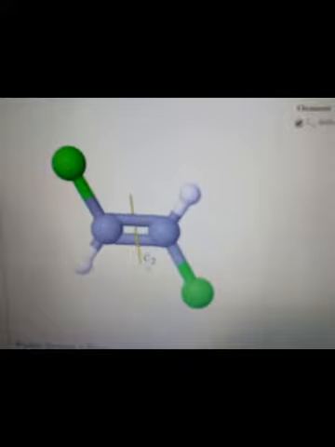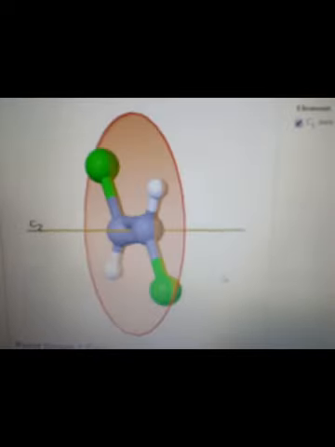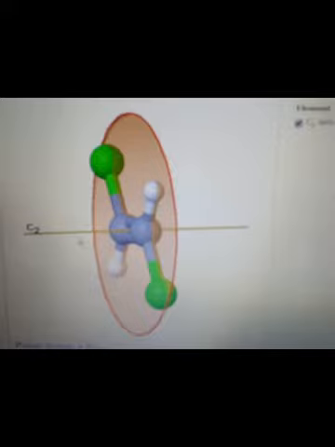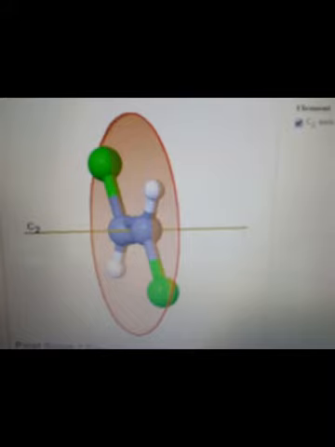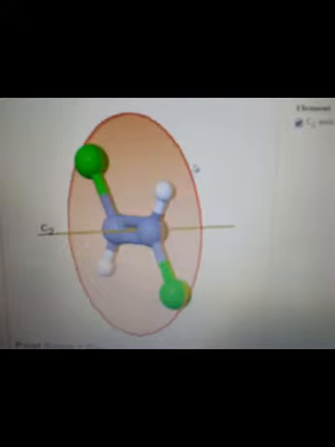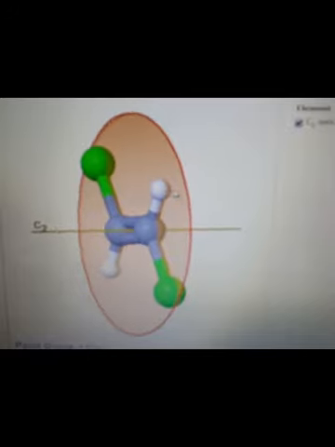So now the sigma plane should be perpendicular to this, then it becomes sigma h. This is how the sigma h is passing through the molecule. If you look at the rotational axis of symmetry C2 and the plane of symmetry, both are perpendicular to each other. Since this plane is perpendicular to the rotational axis of symmetry, this plane is called sigma h. Now your molecule has a C2 rotational axis of symmetry and sigma h.